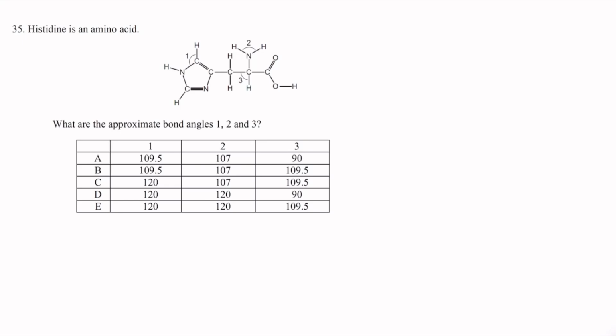Hello everyone, here is a question based on chemical bonding. Histidine is an amino acid. The 2D structure of histidine is given. In that case, what are the approximate bond angles at 1, 2 and 3?